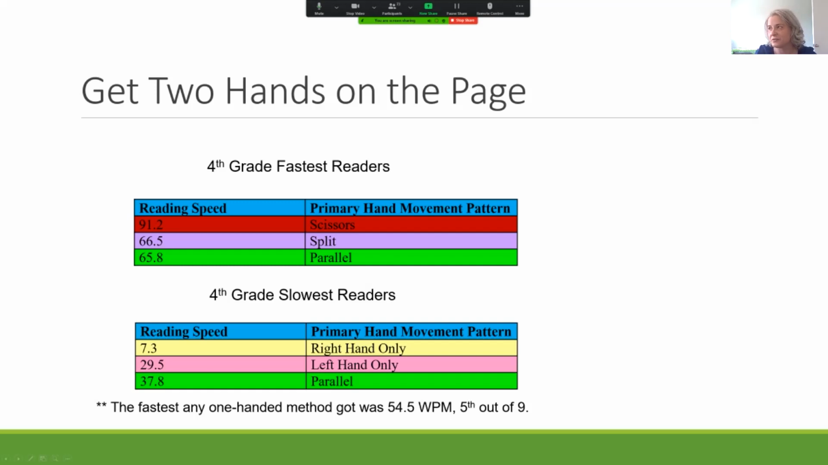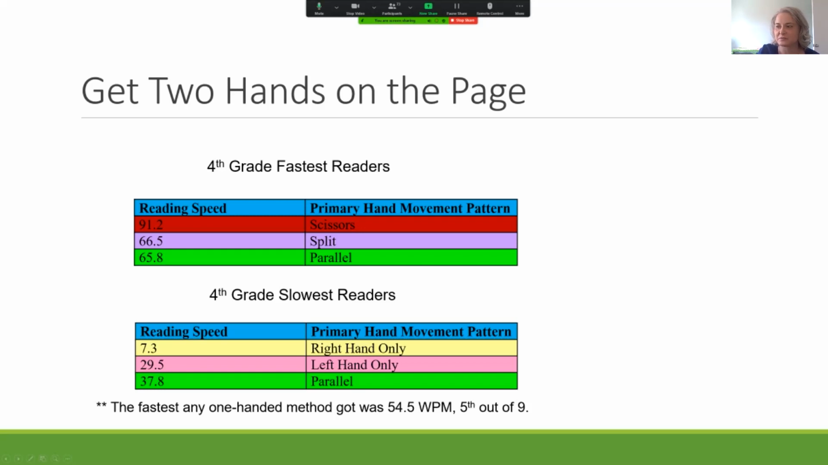So if we look at some of the old data from the ABC Braille, we see that, just as an example, for our 4th grade readers, our fastest reading speed was 91 words per minute, and that student was using a scissor method. The next fastest reading speed was 66.5 words per minute. That student was using a split method. And the 3rd fastest reading speed was 65.8 words per minute. And that student was using a parallel method.